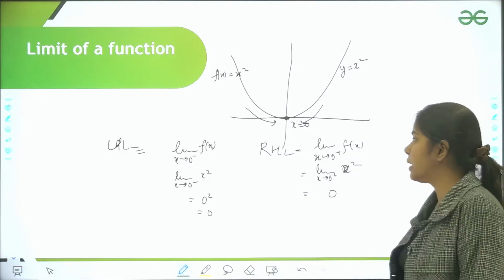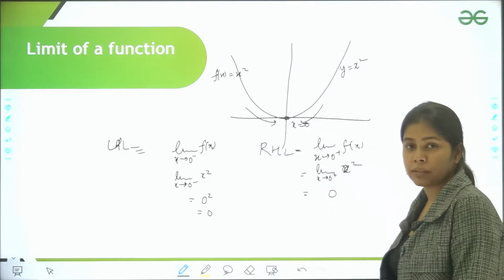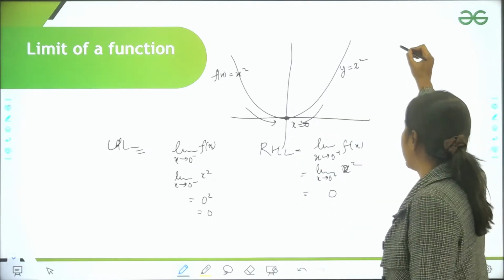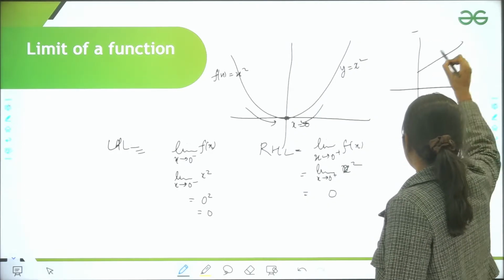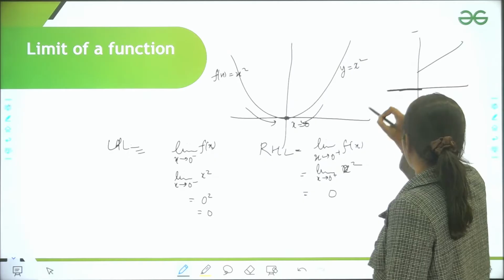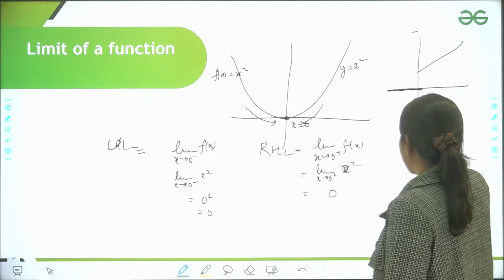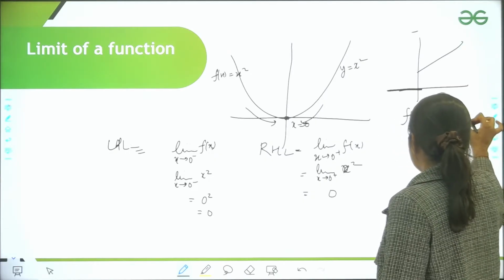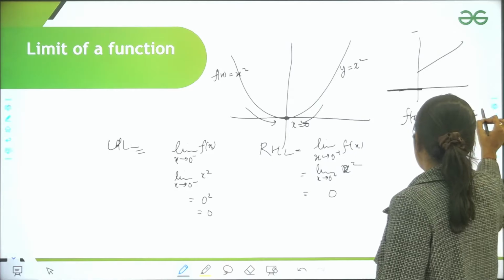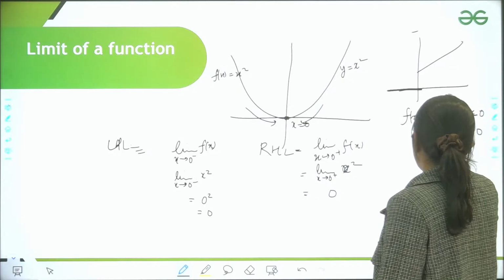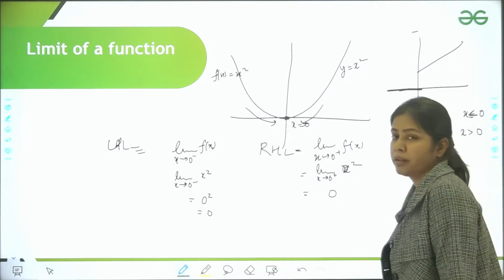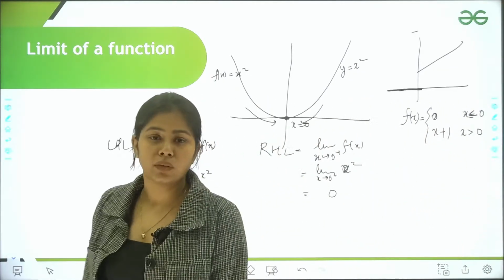Now you would ask, okay, when would the limit not exist? Let's suppose we are given this function. My function f(x) is defined as: when x is less than 0, my function is 0. When x is greater than 0, my function is x plus 1. Right? That's how I want to define my function.